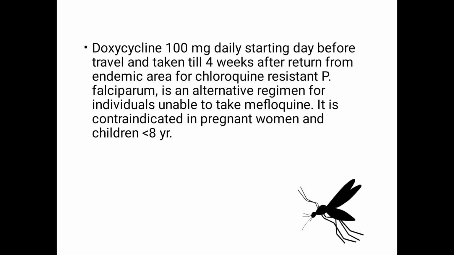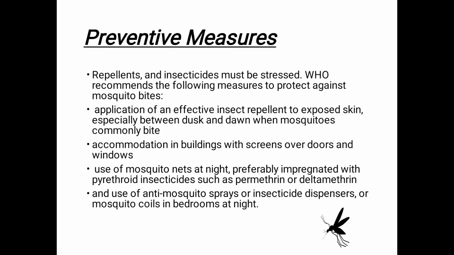Doxycycline 100 mg daily, starting the day before travel and taken till 4 weeks after the return from the endemic area, is used for chloroquine resistant Plasmodium falciparum. This is an alternative regimen for individuals who are unable to take mefloquine. Especially, it is contraindicated in pregnant women and children who are less than 8 years. So these were the prophylactic methods, and now coming to the preventive measures.